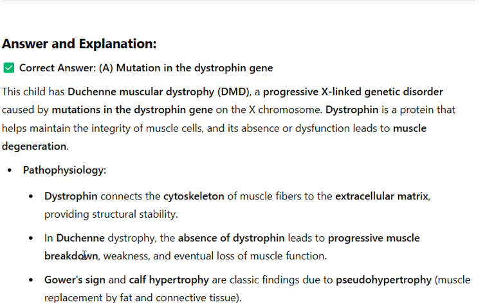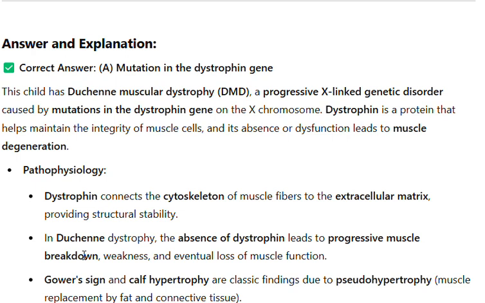Pathophysiology. Dystrophin connects the cytoskeleton of muscle fibers to the extracellular matrix, providing structural stability. In Duchenne dystrophy, the absence of dystrophin leads to progressive muscle breakdown, weakness, and eventual loss of muscle function. Gowers' sign and calf hypertrophy are classic findings due to pseudohypertrophy, muscle replacement by fat and connective tissue.